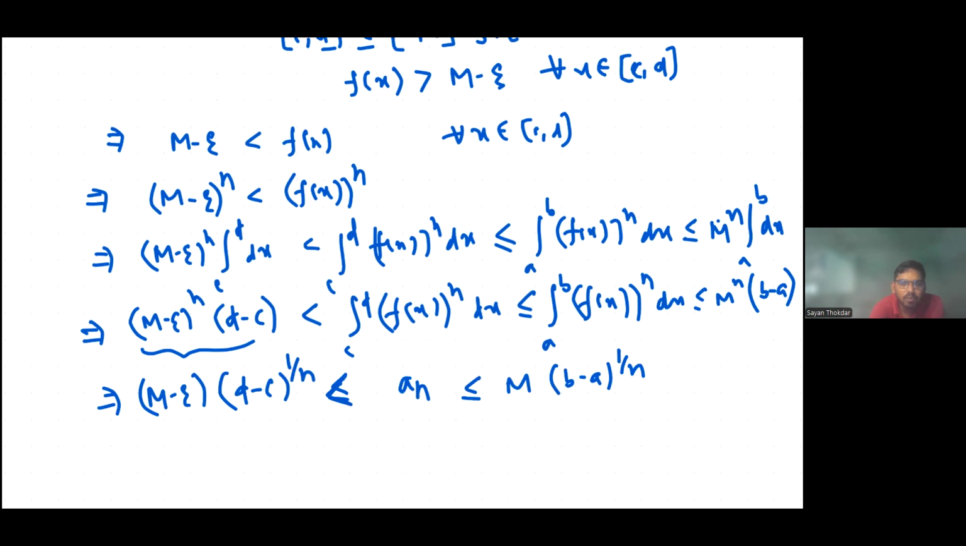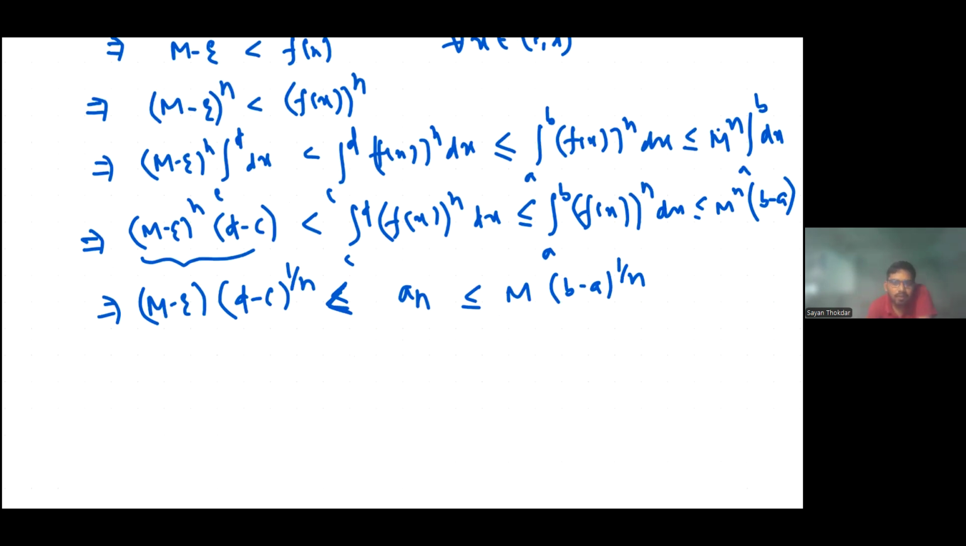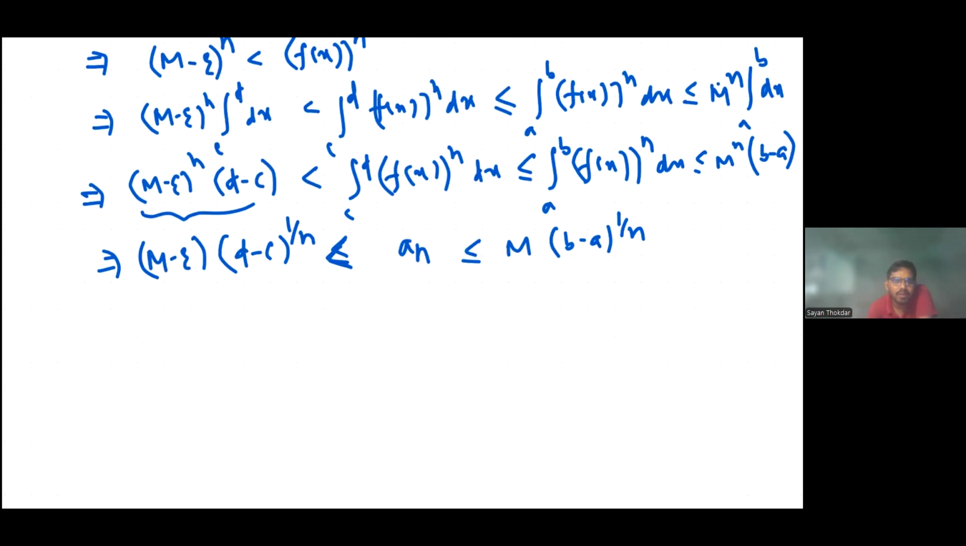Now we are in the final stage of the problem. What does the problem say here? The problem has become that (d minus c) to the power 1 by n is positive, and (b minus a) to the power 1 by n, taking n tends to infinity.